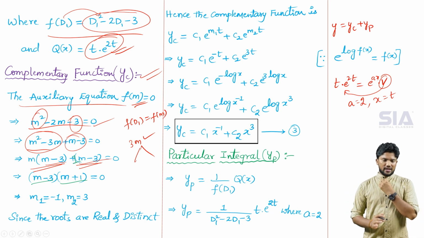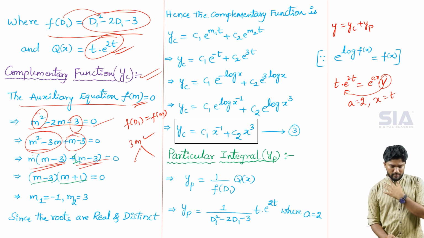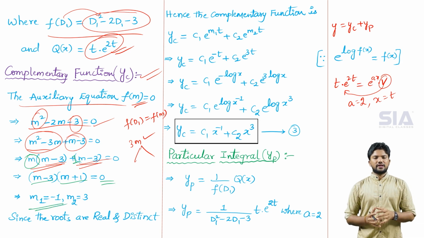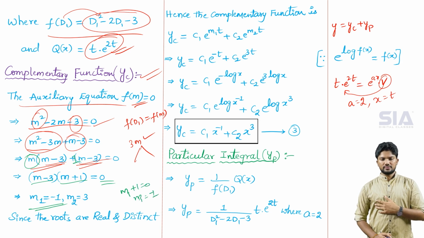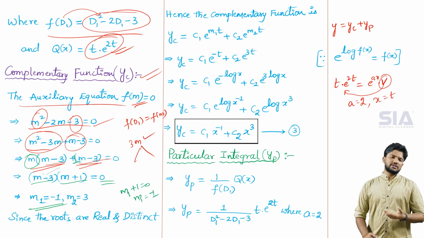Okay, so therefore m plus 1 equal to 0. So therefore, first root m suffix 1, I am taking minus 1. Why? Because if you apply m1 plus 1 is equal to 0, therefore m1 is equal to minus 1. If you substitute m minus 3 equal to 0, m suffix 2 is equal to 3.